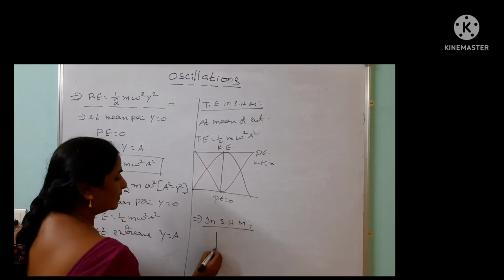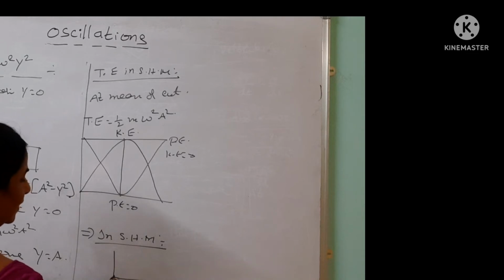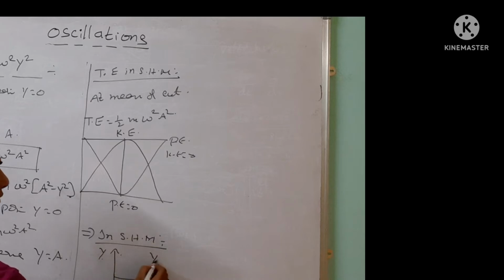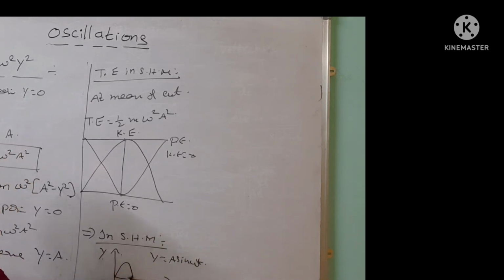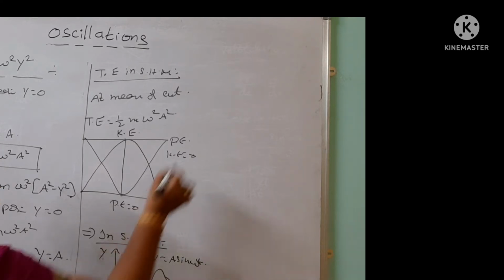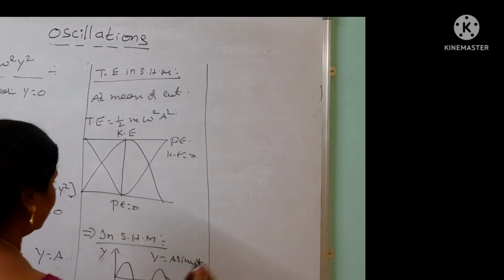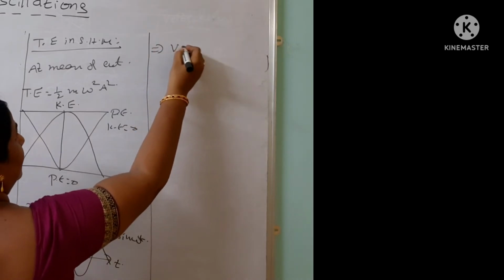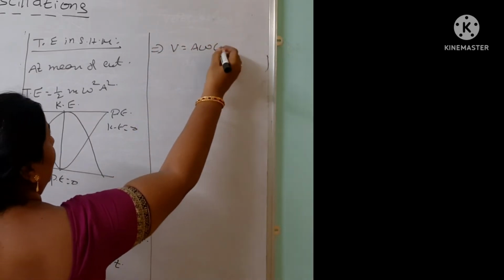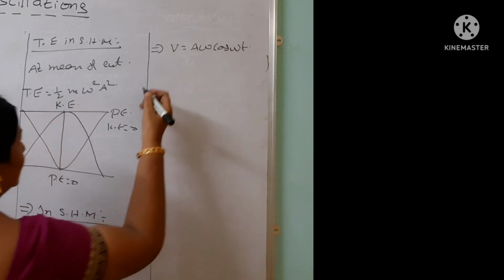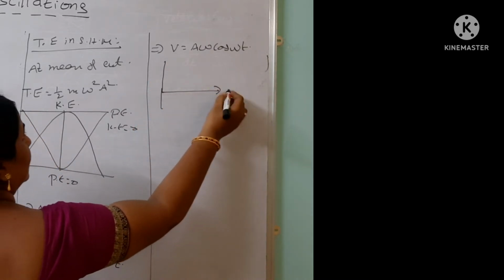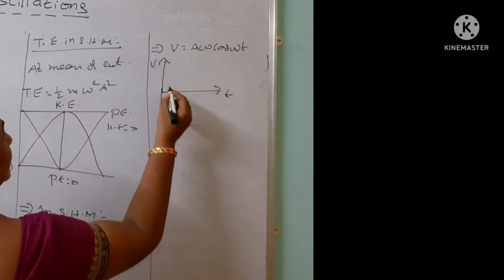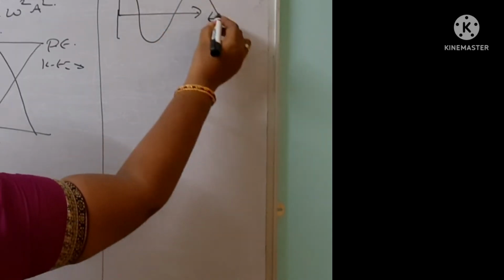What is the displacement and time graph? Look here. This is the time and this is the displacement. You know that y equals a sine omega t. Sine function means it can start from the origin, like that. Like that, what is the velocity time graph? Look, v equals a omega cos omega t. So it is the cos function, see, v is on the y axis, t is on the x axis. We can get the cos function like that.